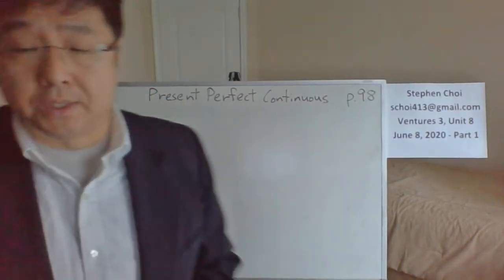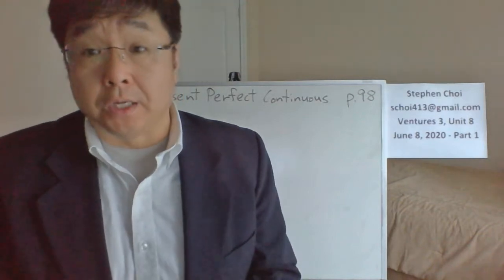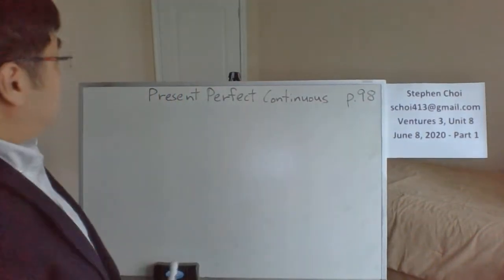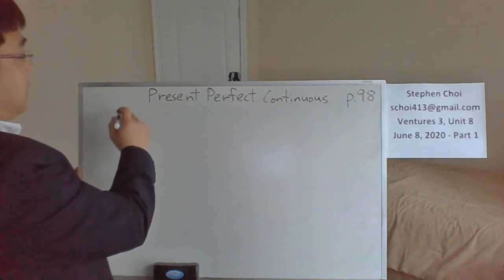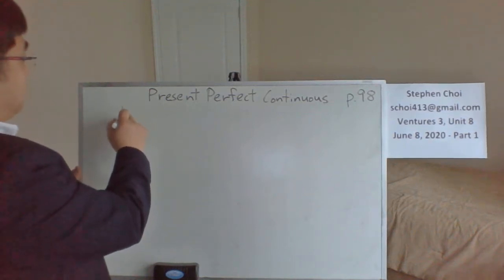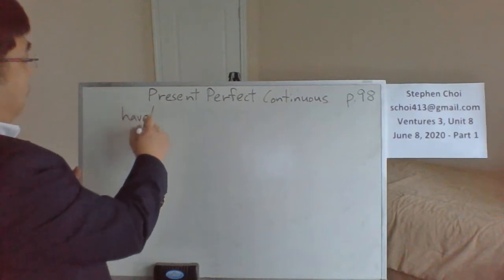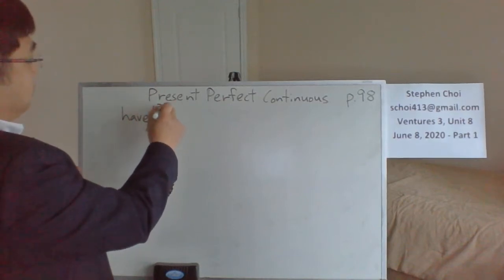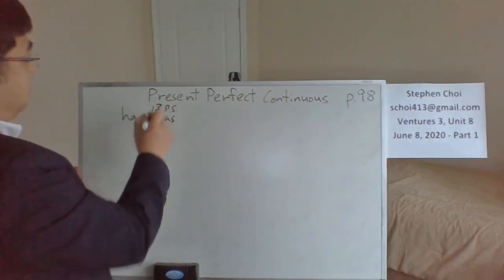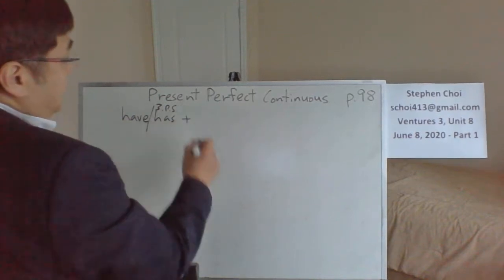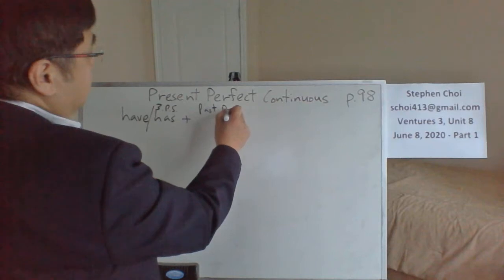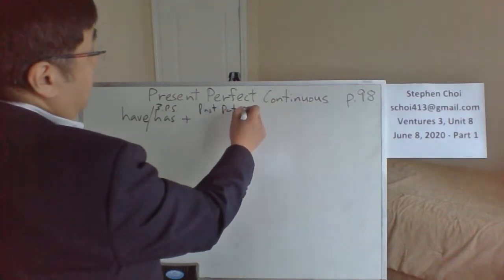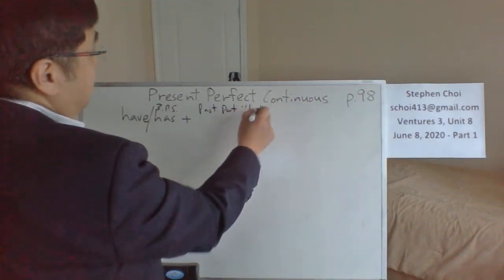So what is the present perfect continuous tense? Well, let's do the formula first. Just like present perfect tense, present perfect continuous starts with have or has. That's for the third person singular. Plus you use the past participle form of the be. So that is what?